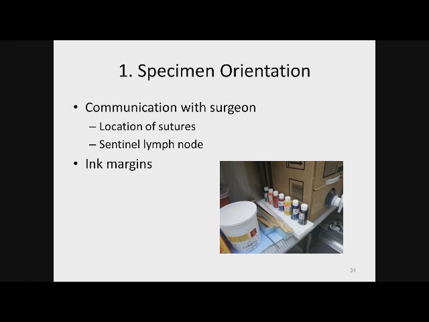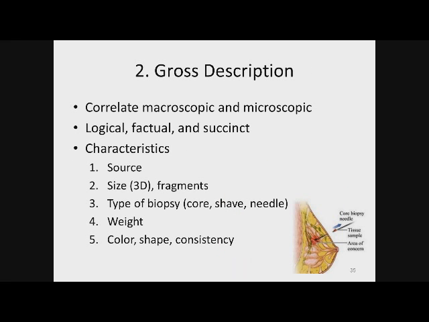With specimen orientation, it's important for communication with the surgeon. I already mentioned location of sutures, but also looking for, did they obtain sentinel lymph nodes? Did they already ink the margins in the surgical suite? And now, in addition to the sutures, we have the margins which are pre-inked, so we know which margins we're looking at. The second part is the gross description.